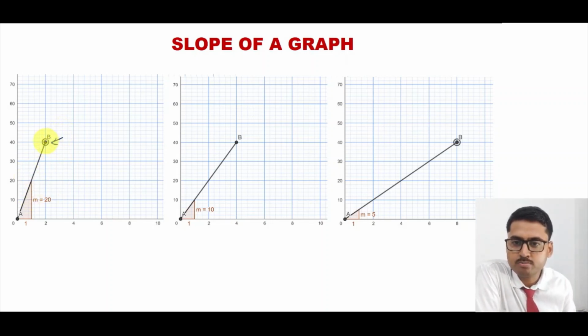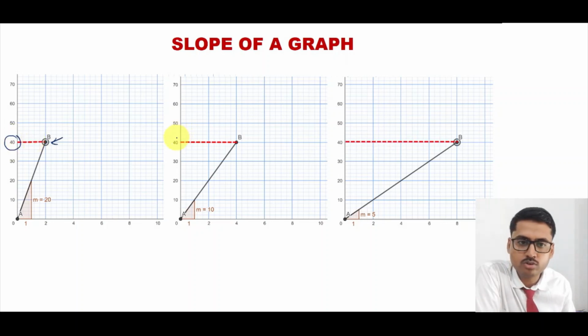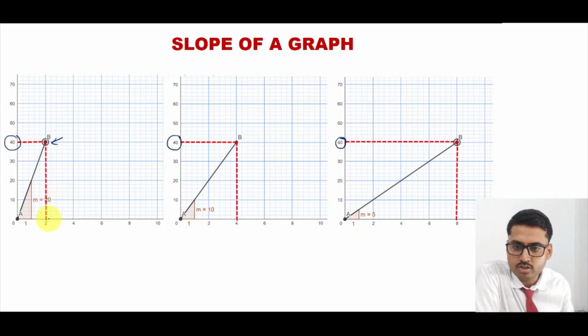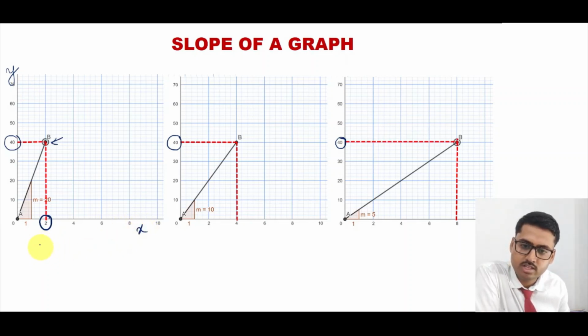So this point B, the y coordinate of the point B is, as you can see, 40 in all the graphs over here. The y coordinate is 40, and if I see the x coordinate over here, for the first graph it is 2. So if I want to find the slope just by dividing the y-axis quantity with the x-axis quantity, I say slope is equal to y by x. If I take the value as 40 by 2, I am getting 20, which is also given over here.